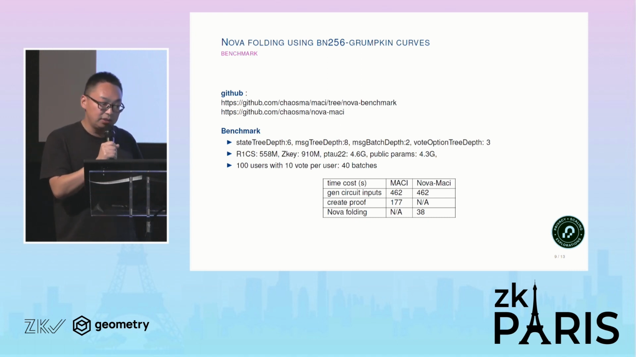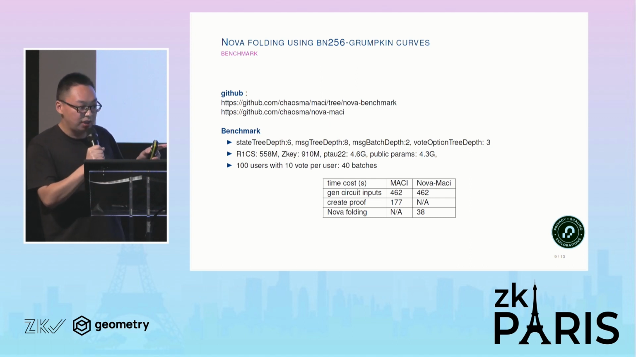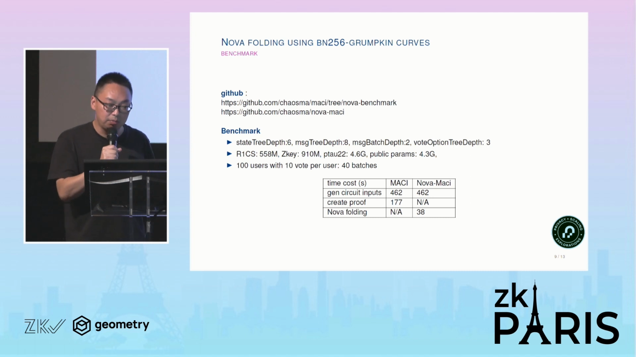And I have tested various combinations of users and votes per user. So basically, this benchmark result is kind of linear with respect to the total voting messages. In this case, we have 100 users and 10 votes per user, which is 1,000 votes.